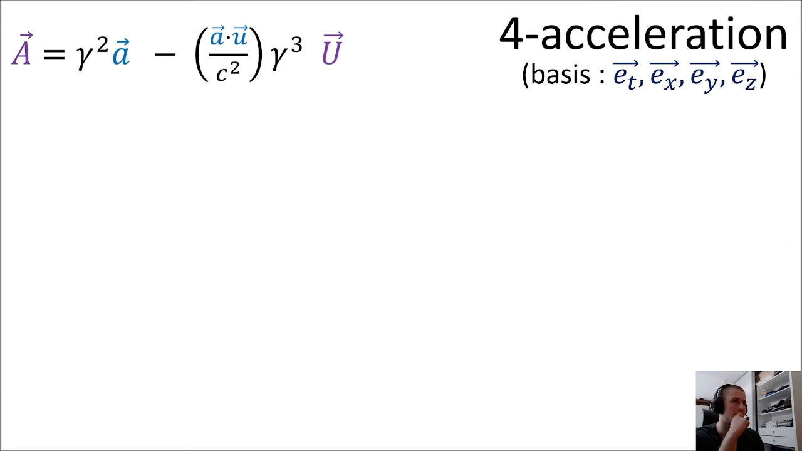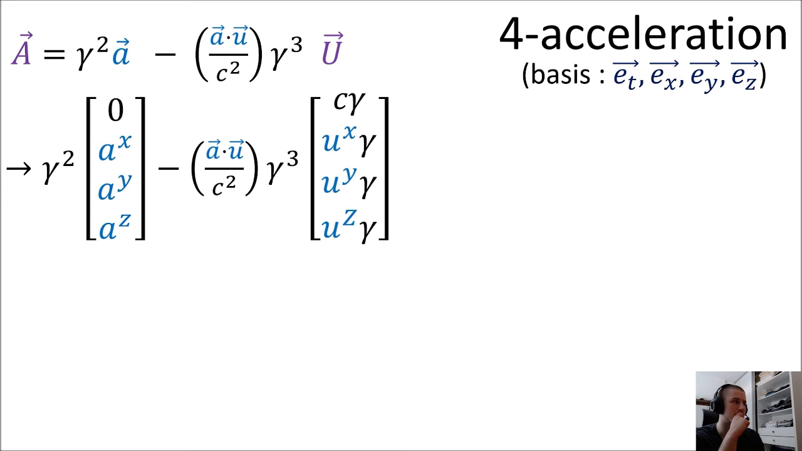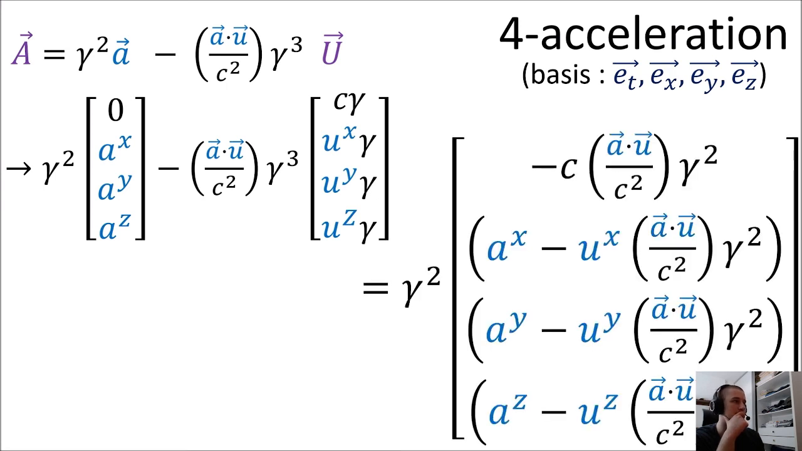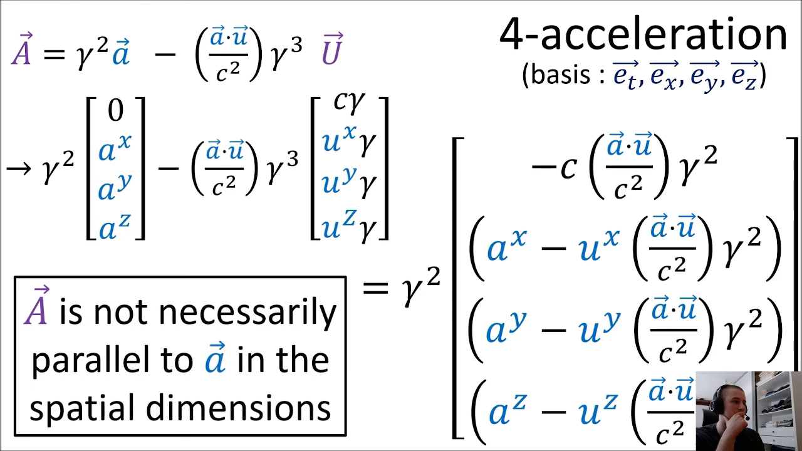So this is the formula for the 4-acceleration, and if we like, we can write out the components of the 4-acceleration as a sum of 2 column vectors, which gives us this. So the formula for the 4-acceleration vector is actually quite ugly. The most interesting thing about the 4-acceleration, big A, is that it is not necessarily parallel to the 3-acceleration, small a, in the spatial dimensions x, y, z. If the dot product small a dot small u is non-zero, then the 4-acceleration components in x, y, z actually get another term in addition to the standard 3-acceleration, small a.